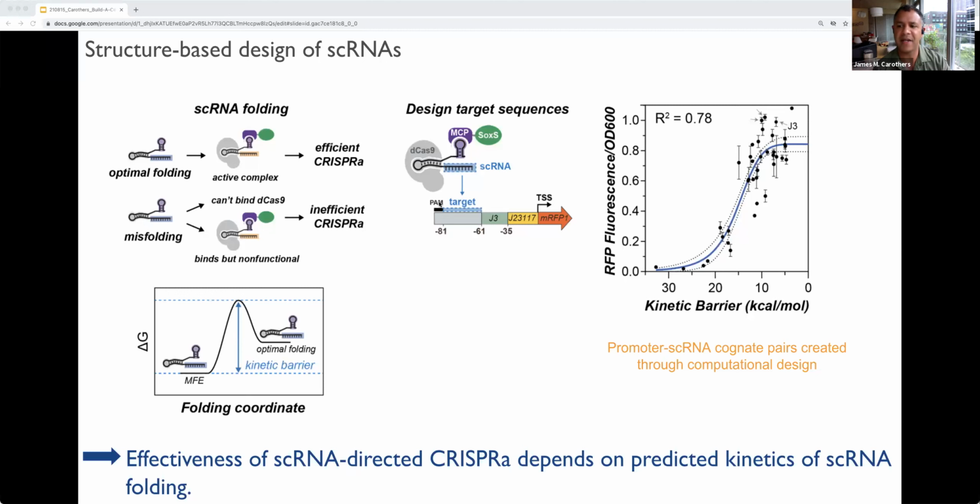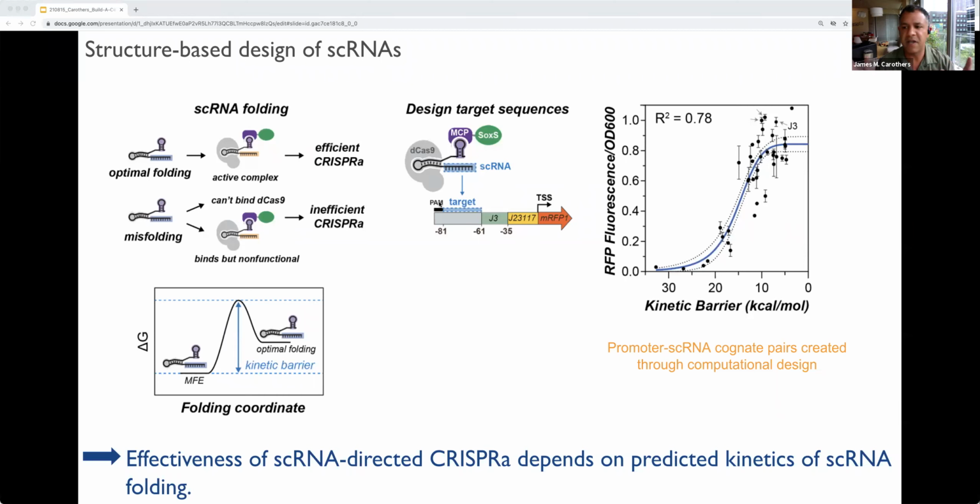And a lot of these impacts result from what are best understood as kinetic effects that are governed by the sizes of the energy barriers that separate the structure that an RNA folds into at the end of transcription from the structure that's needed for its function. And so, we wondered whether differences in these spacer sequences and the impacts that those have on folding into active scRNA structures could be responsible for the differences that we observed.